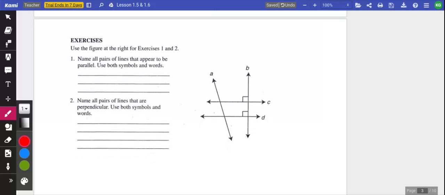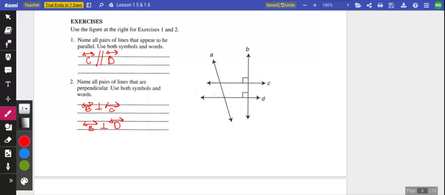So the ones that we have parallel are line C and line D. Name all the pairs of lines that are perpendicular. So line B is perpendicular to line C, and line B is perpendicular to line D. Again, I'm seeing this perpendicular sign here. That's how I know B and C, and B and D. It's missing the parallel marks here, but again, we're assuming that those are parallel.